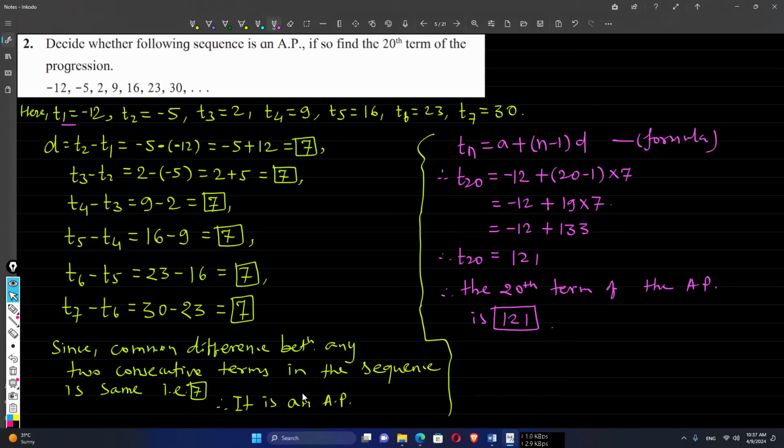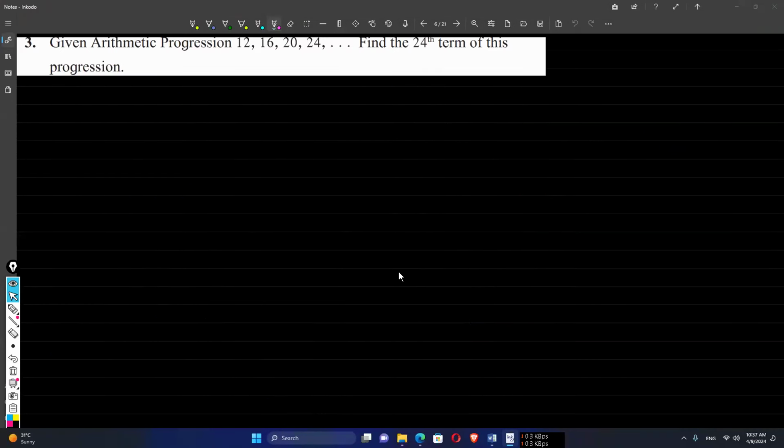Okay, now let's move towards the next problem. So here is question number 3, or problem number 3. Given arithmetic progression 12, 16, 20, 24, dash dash dash. Find the 24th term of this progression.